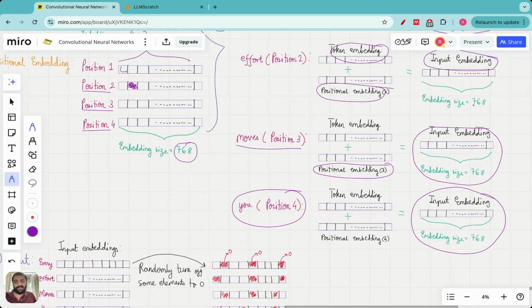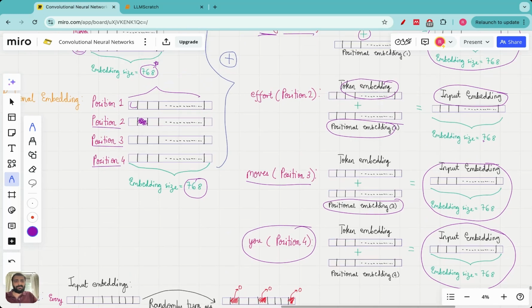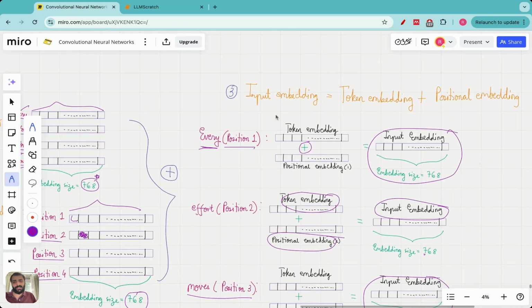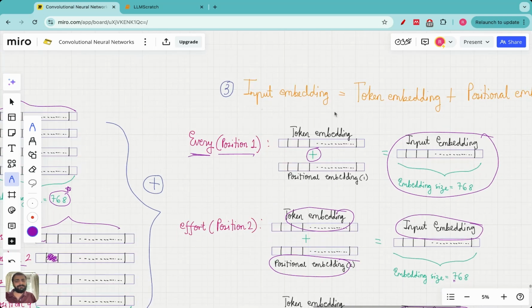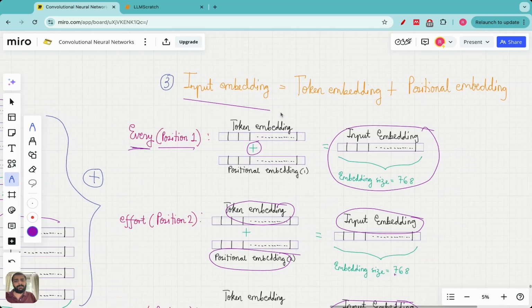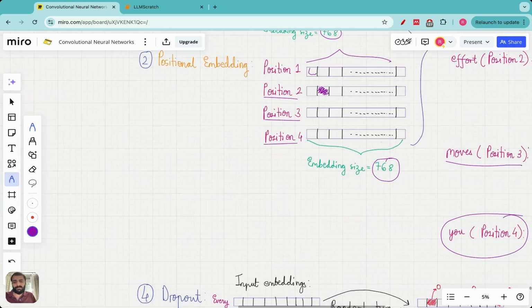This is step number 3. Remember, this is a very important step. Token embeddings plus positional embeddings leads to the input embeddings, which this formula I have also written over here. Input embedding equal to token embedding plus the positional embedding. Okay, so that's step number 3, and after these steps are completed, we move to step number 4.